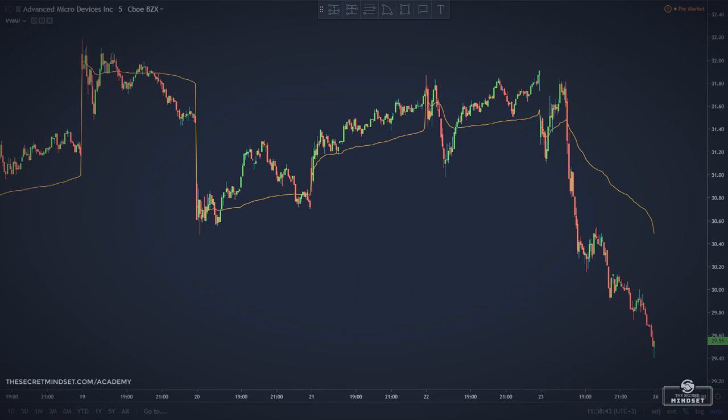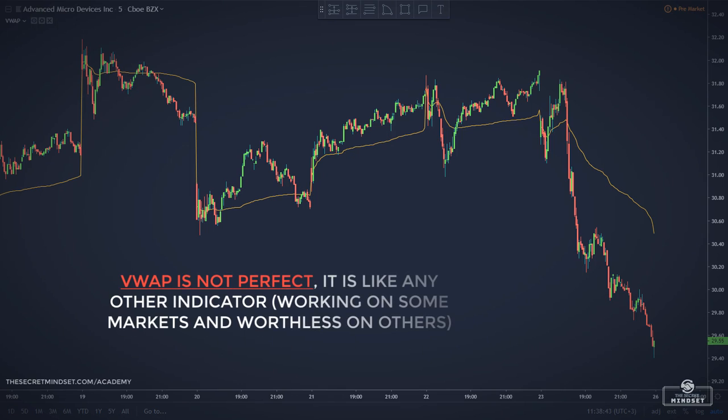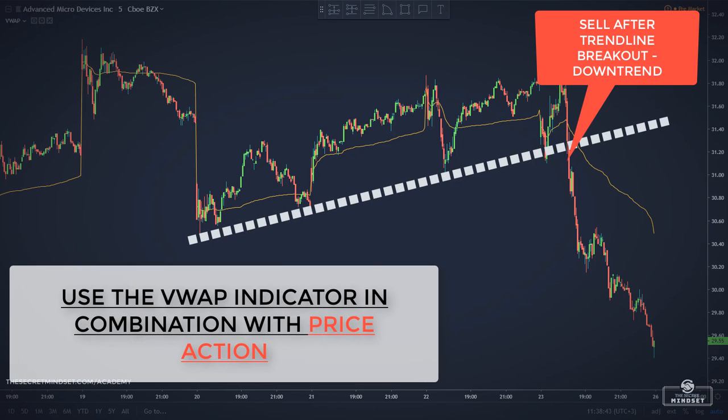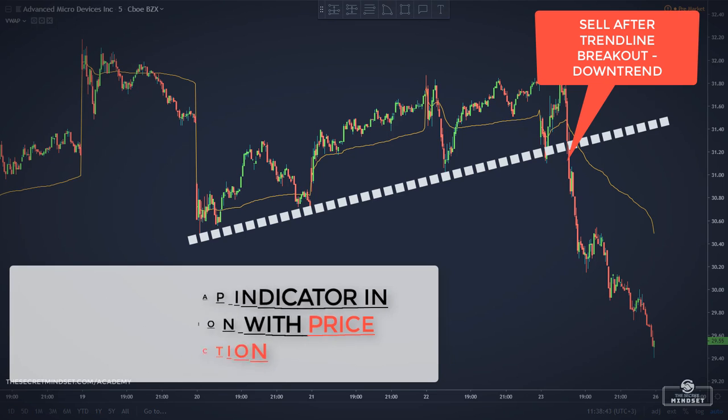Once you apply the VWAP to your day trading setup, you will soon realize that it is like any other indicator. There are some stocks and markets where it will pinpoint entries just right, and in others it will appear worthless. That's why I encourage you to use the VWAP indicator in combination with price action, so you can simplify your decision-making process and make better trades.